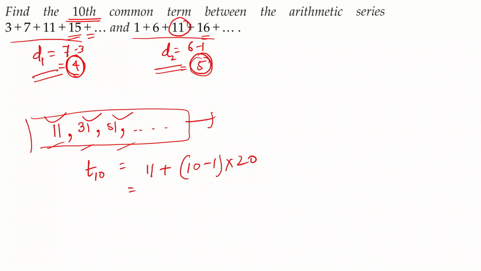And this logic extends to any number of sequences. Suppose I give you 5 sequences and I ask you to find, say, the 50th common term between all those sequences. You take the common differences of all those sequences, remember the first common term in all of those sequences, form your new AP, and you can follow exactly the same logic. So that becomes easy. 11 plus 9 times 20, that is 180, so 191 is our 10th common term for the given sequences.